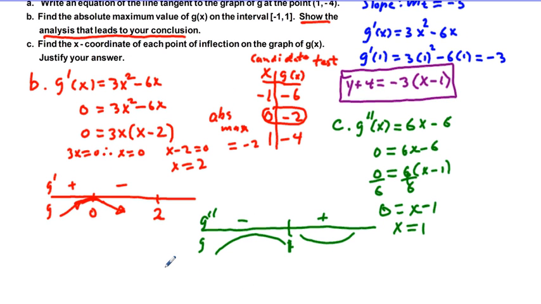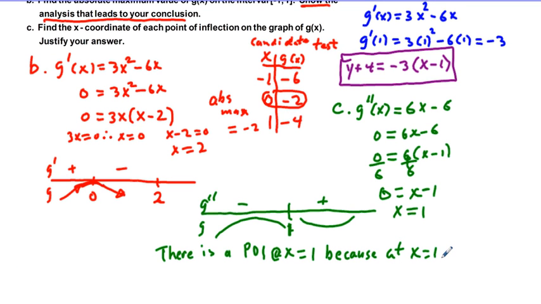There is a point of inflection at x equals 1 because at x equals 1, g double prime of x changes from negative to positive. So that is our answer.